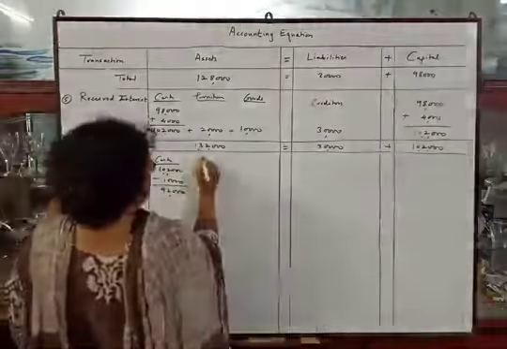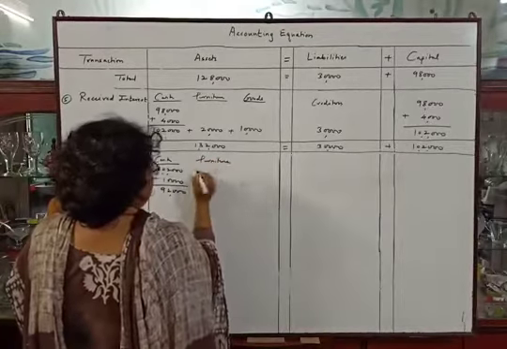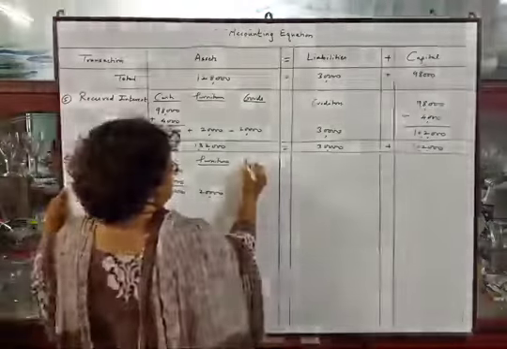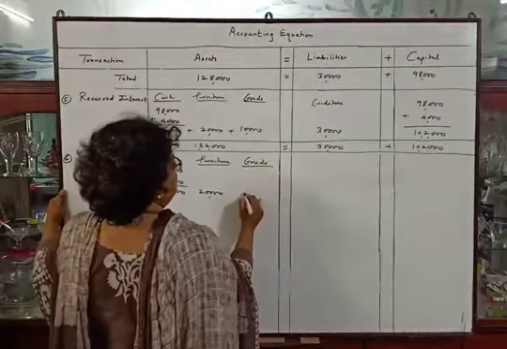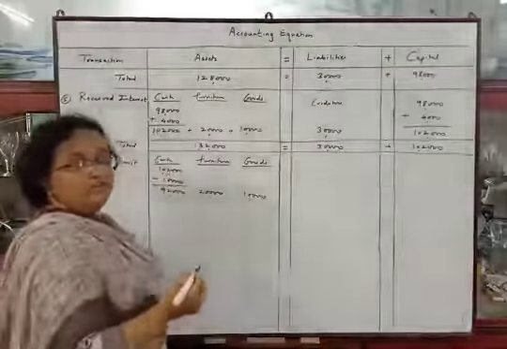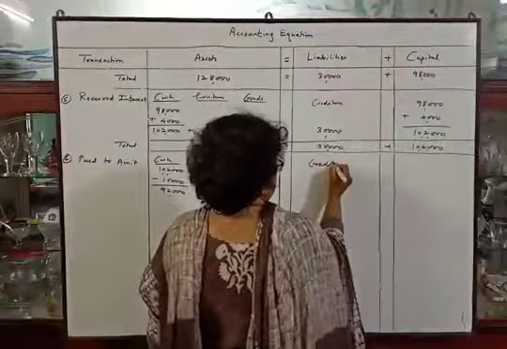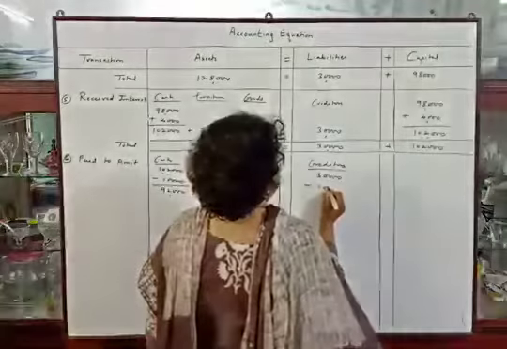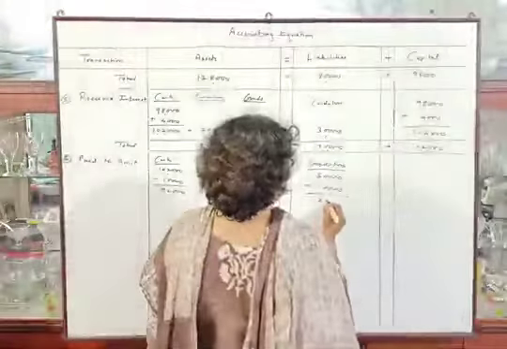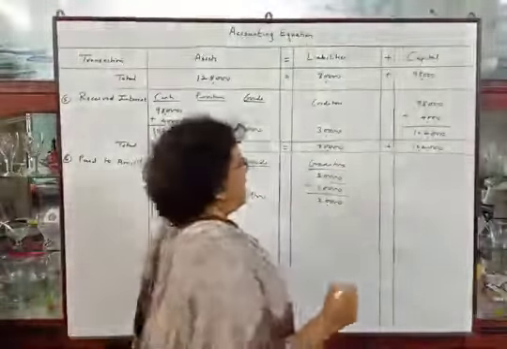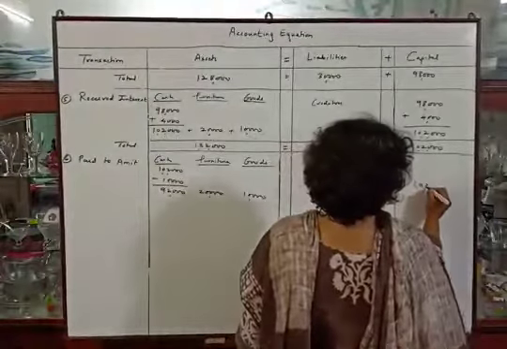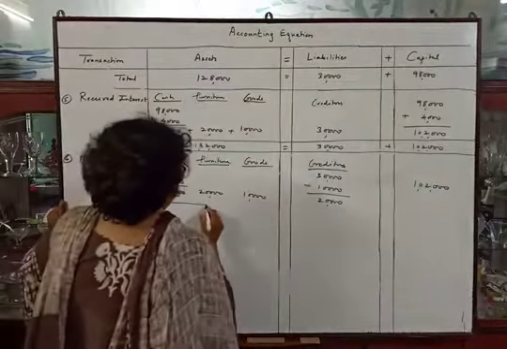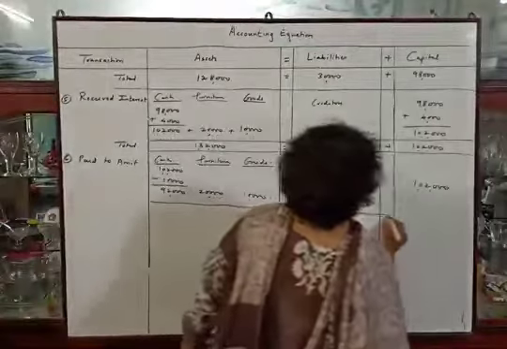Okay. Furniture will remain as it is. There will not be any change in furniture, so it will be 20,000. Goods will be rupees 10,000. And now the creditors. Our creditors were rupees 30,000. From that we are paying rupees 10,000 to Amit. So our creditors will reduce and they will remain rupees 20,000. And capital will remain as it is, that is rupees 1,02,000. Okay. So let's tally.